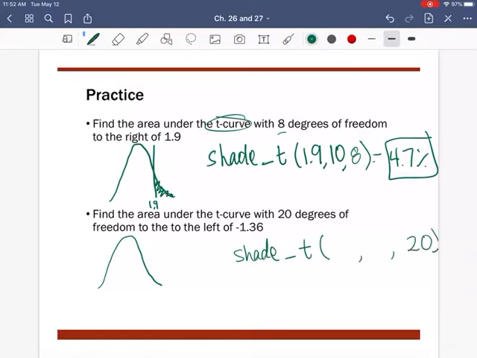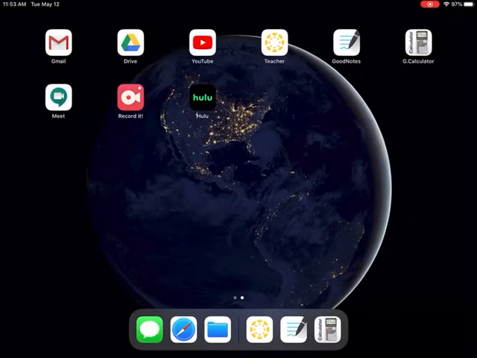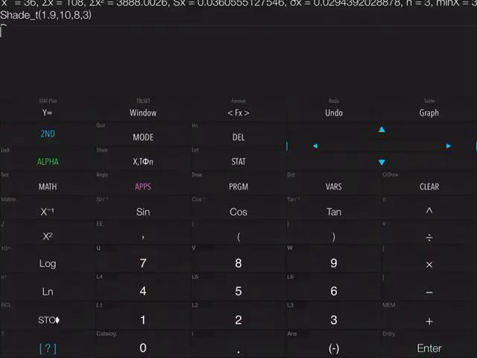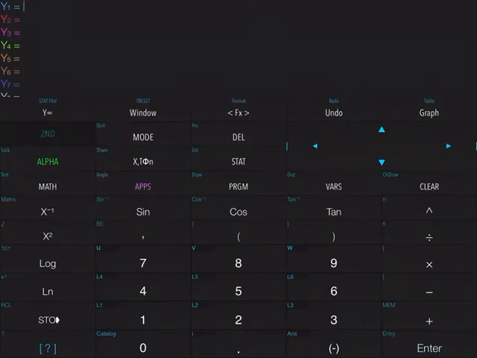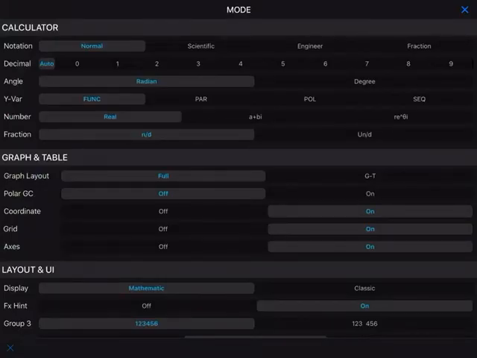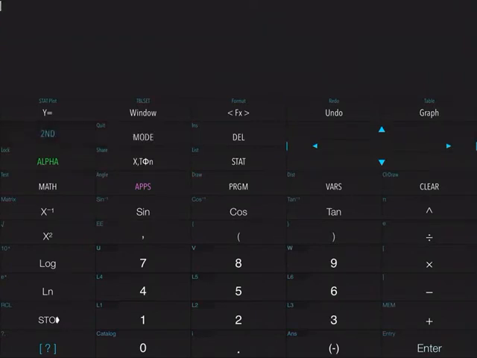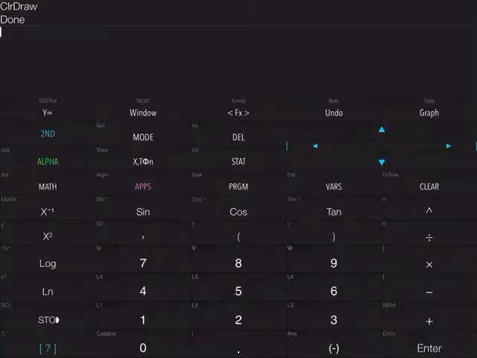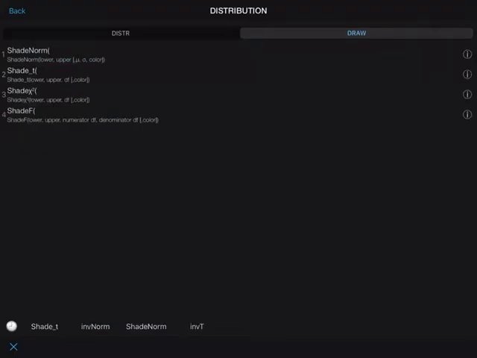Find the area under the t-curve with degrees of freedom of 20 to the left of negative 1.36. So here's negative 1.36. We're going to the left. So that means we're going to go from negative 10 to negative 1.36. Oops. I hate this calculator.